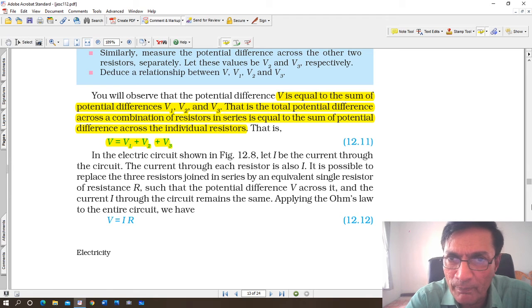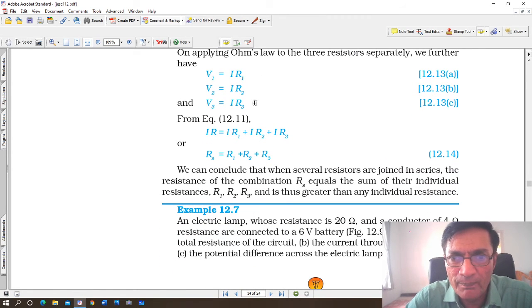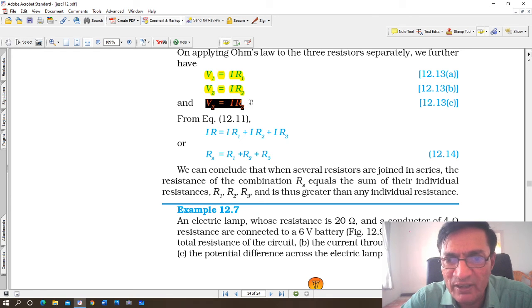Take out I common, cancel I from both the sides and you get R is equal to R1 plus R2 plus R3. This part is the important part. Here, V1 is equal to I into R1, V2 is equal to I into R2, and V3 is equal to I into R3. Now you put the value: in place of V, put I into R. This is the critical part. In place of V, put I into R. In place of V1, put IR1, in place of V2, IR2, and in place of V3, IR3.